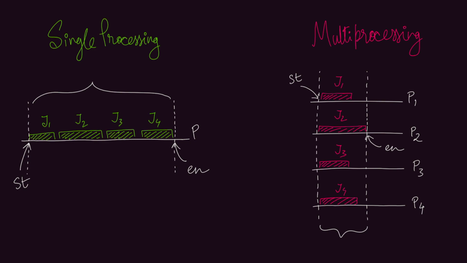Suppose we have a piece of code and we have divided it into 4 chunks: J1, J2, J3, J4. J represents the job. So you have 4 jobs happening in the program. What happens in traditional single processing is that first the CPU takes care of job 1, then after the completion of it, it goes to job 2, then it finishes that, and then to 3, and then to 4. So the total time taken to finish the program is the sum of the times for all the individual jobs.